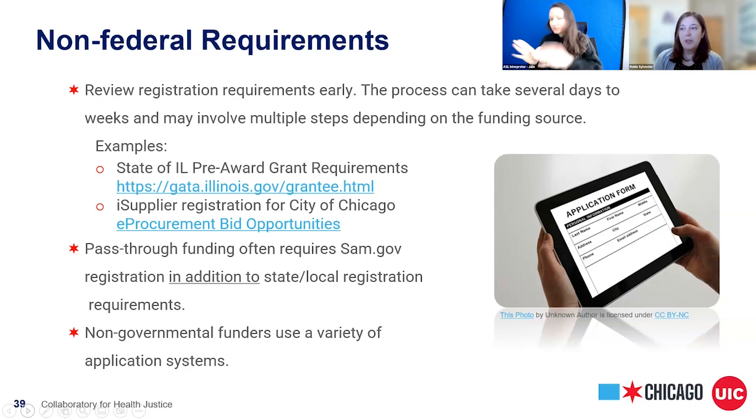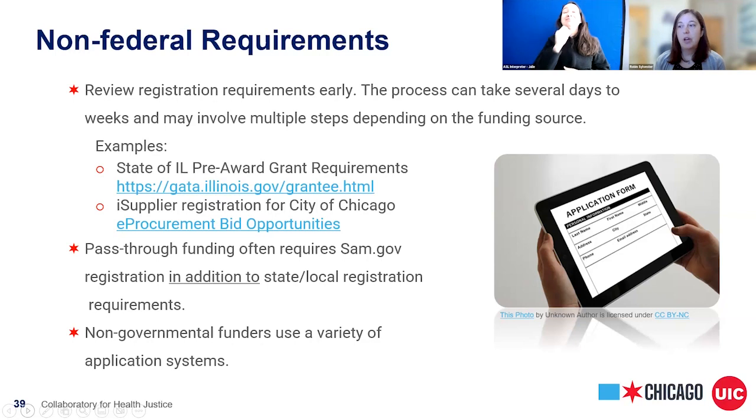As I mentioned, the pass-through funding requires a UEI in SAM.gov. Some government organizations may require this or other registrations. So the state of Illinois requirements are linked here, and you'll see that they require the SAM.gov registration as part of their pre-qualification step.